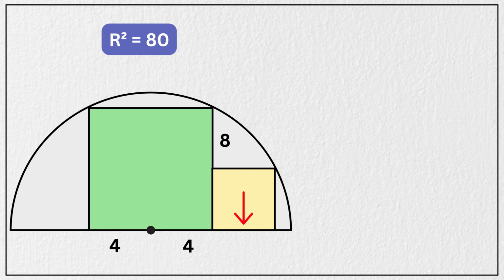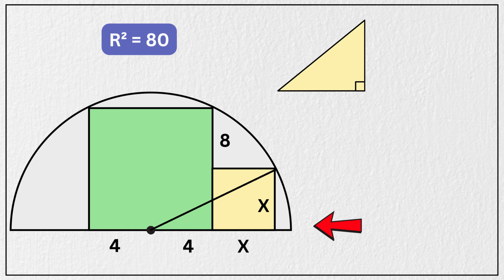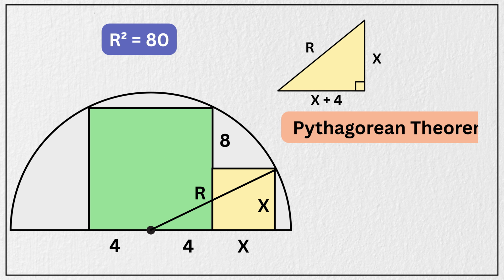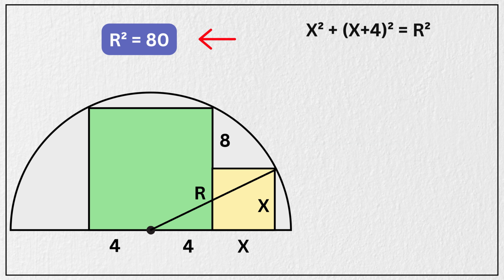Now let us assume this side length of the small square as x. Now focus on this new triangle formed by the radius and the side of the small square. The height of this triangle is x, the base is x plus 4, and the hypotenuse is r. Since this is also a right-angled triangle, applying the Pythagorean theorem one more time, we get x squared plus the square of the quantity x plus 4 equals r squared. We already found that r squared is 80, so substituting that in, we get x squared plus the square of x plus 4 equals 80.